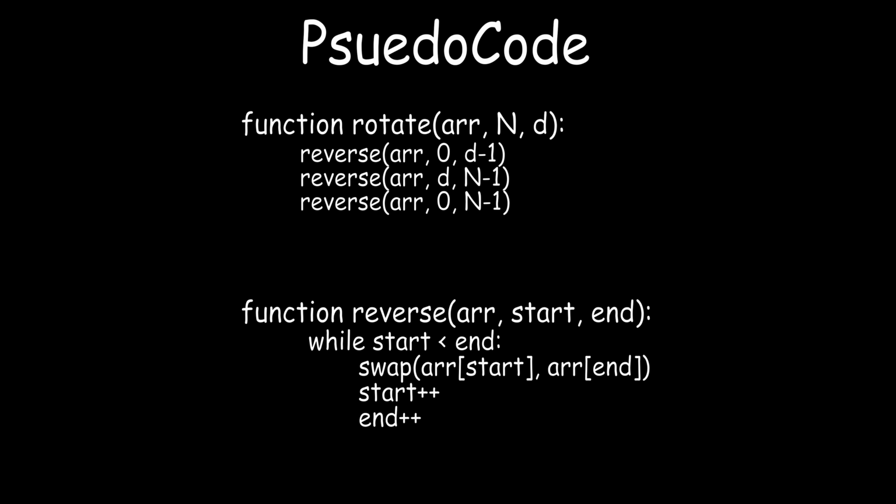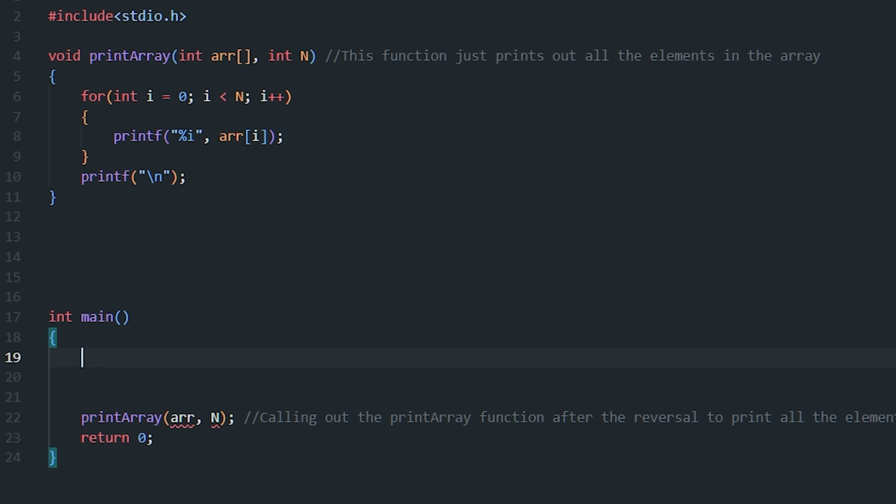In the function, there is a while loop which checks whether the start is less than the end. In the loop, the swapping takes place and start is incremented and end is decremented. This is the pseudocode. Now let's start to code our reversal algorithm. We have the basic structure of a C file. We have declared the header of the file and declared the main function. The main function is calling a print array function which just prints all the elements of the array.